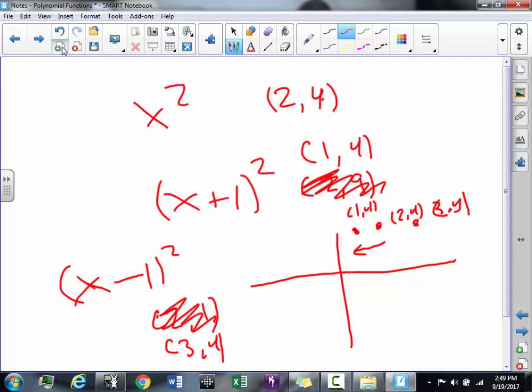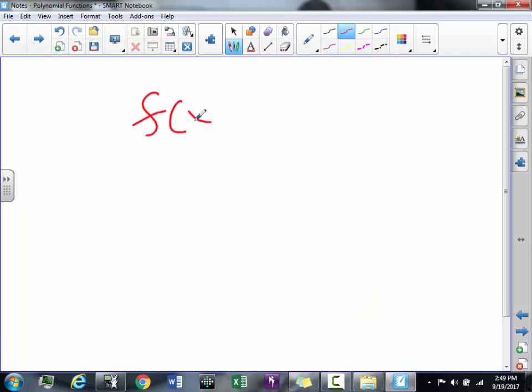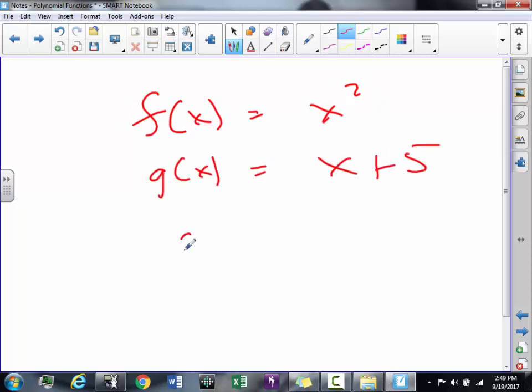So if you were to see, for example, let's say f of x was x squared, that just works there. And let's say that you were to do g of x, and it was x plus 5, and I were to ask you to do f of g of x, this means (x plus 5) squared.